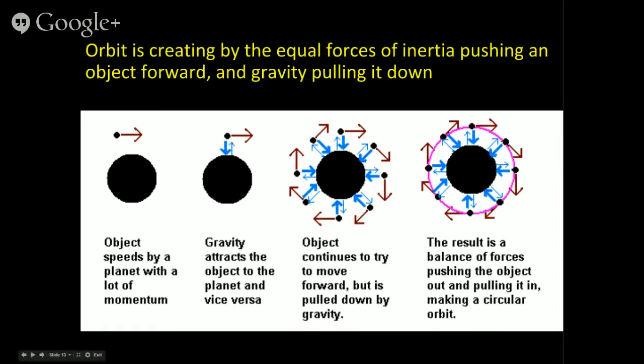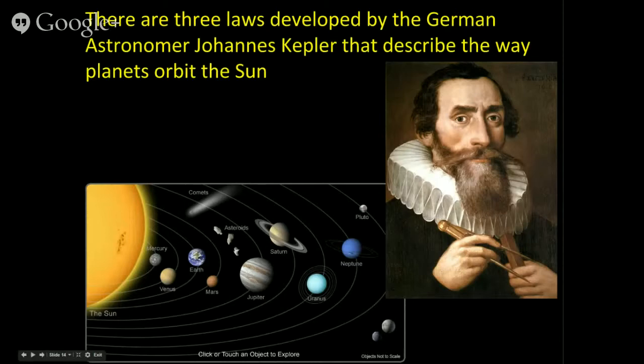So there are 3 laws developed by the German astronomer Johannes Kepler that describe the way planets orbit the sun. You will definitely hear a lot about Kepler's laws as you progress in science. Kepler's laws are the famous laws when talking about planetary orbit. They're spoken about very frequently when discussing physics.